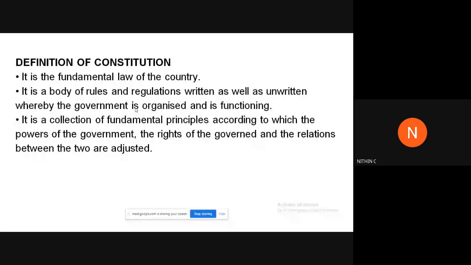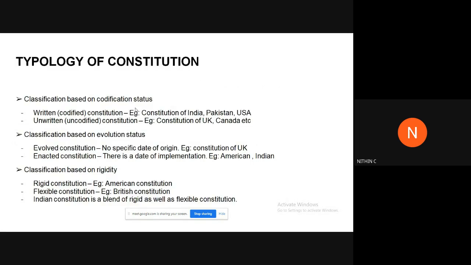These are the basic things which are contained in the Constitution. Rights of the people, obviously duties, then the powers of the government, and the relationship between the two. Two in the sense, the relationship between the government and the people who are being governed. So all these will be the contents of the Constitution. Then typology, like which are the different types of Constitution. If you are asked like that, you can write these points.